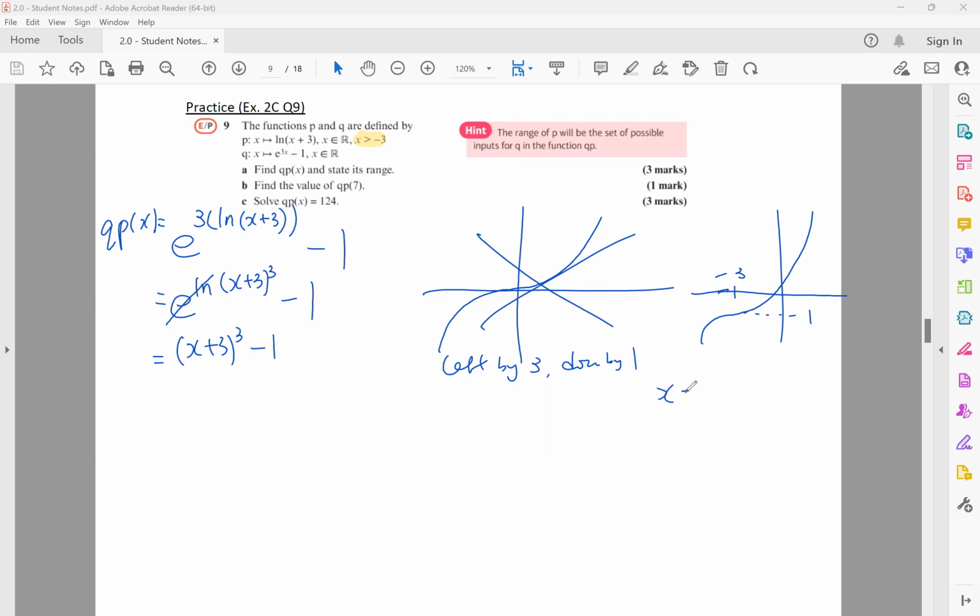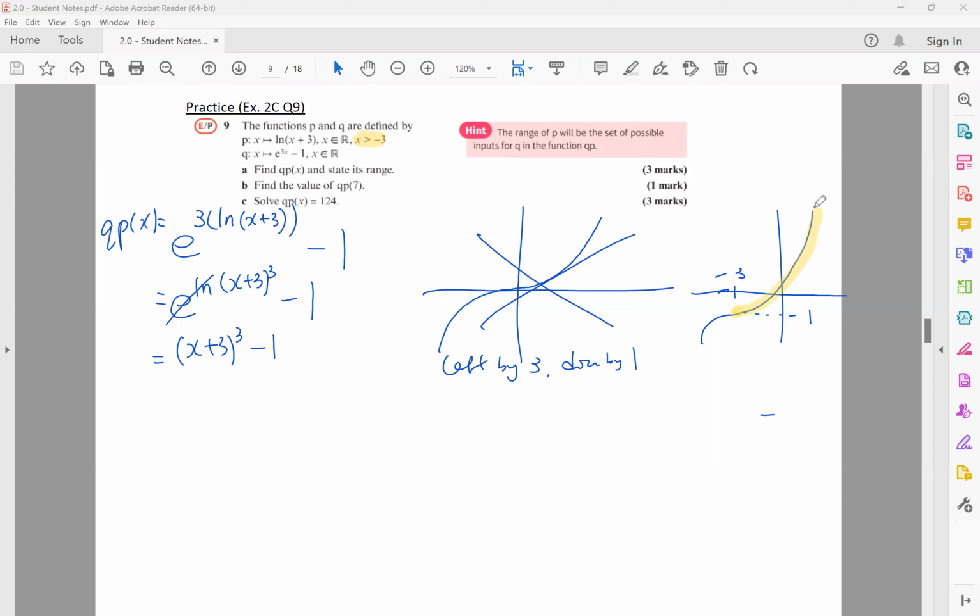So when x equals minus 3, then qp of x equals (minus 3 plus 3) cubed minus 1. That's minus 1. So what they try to say here is x has to be greater than minus 3. Oh, actually, minus 3 is there, so I don't need to know this. That means we are only taking the part of the graph where x is greater than minus 3. So this is the point where x is minus 3. x greater than minus 3 means this part of the graph.